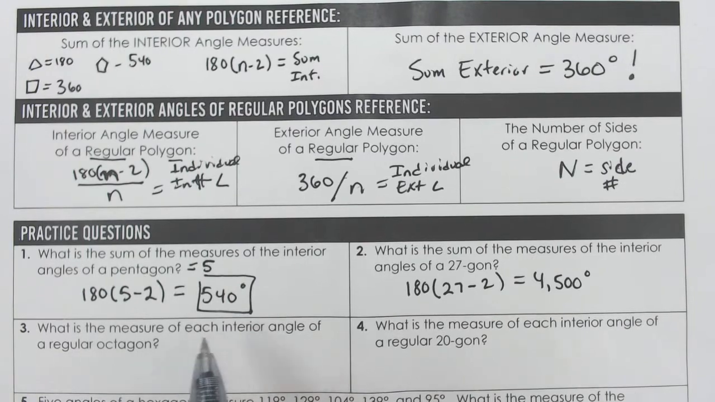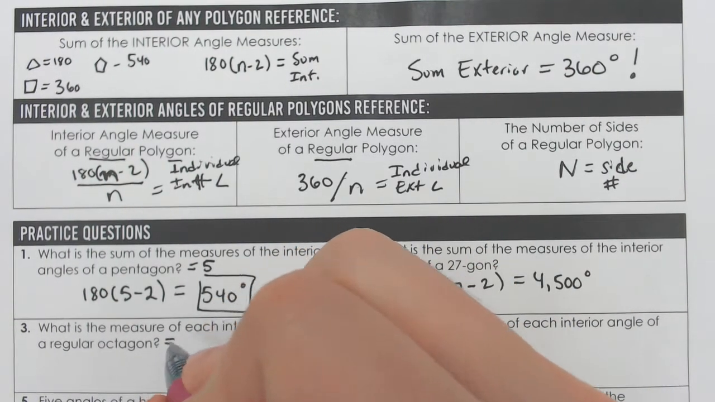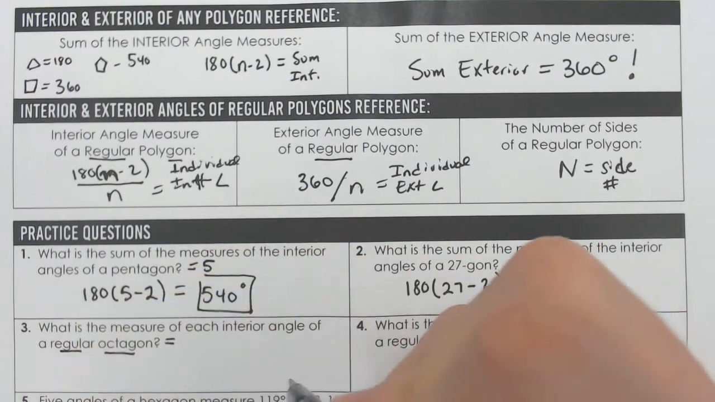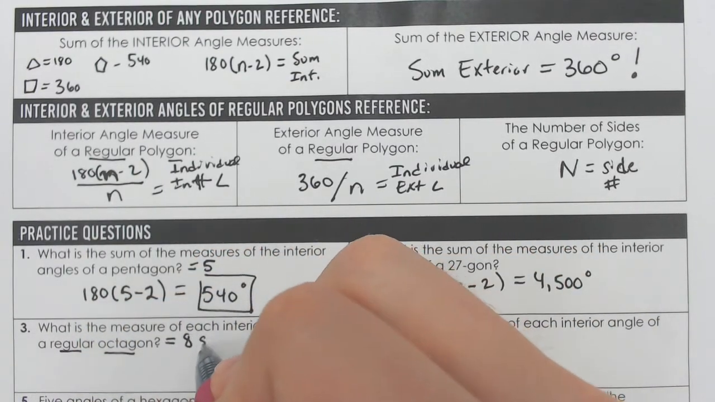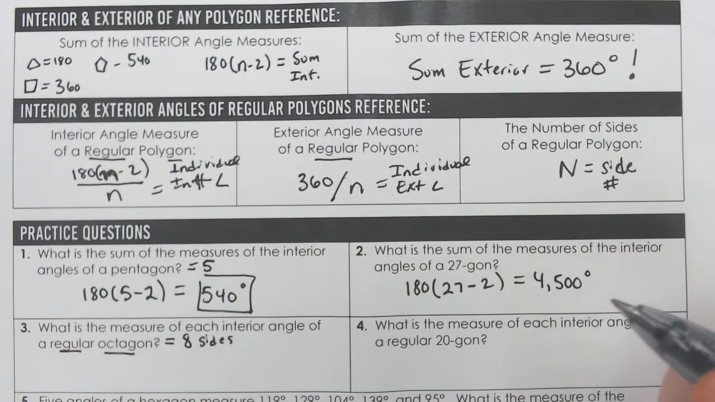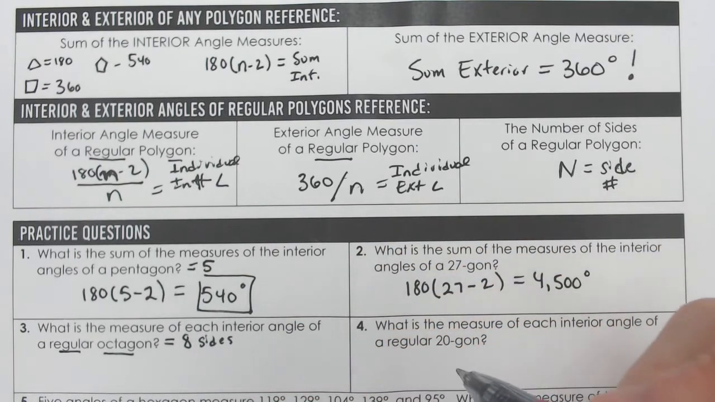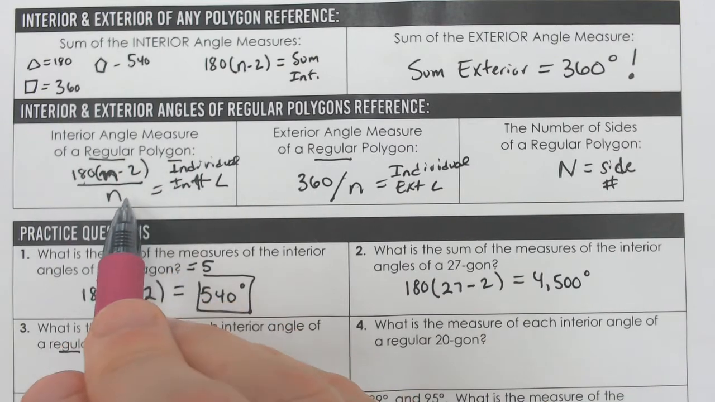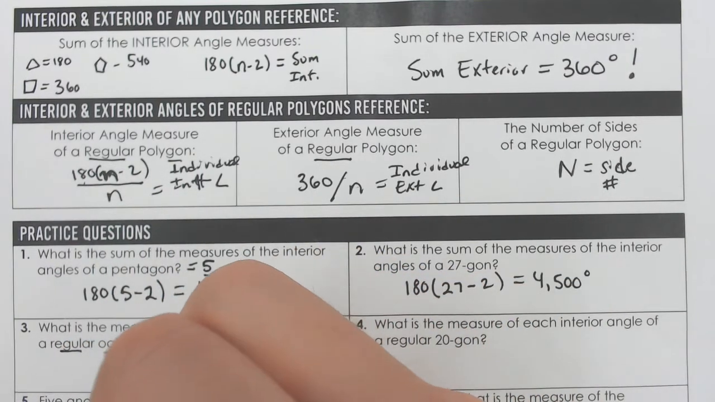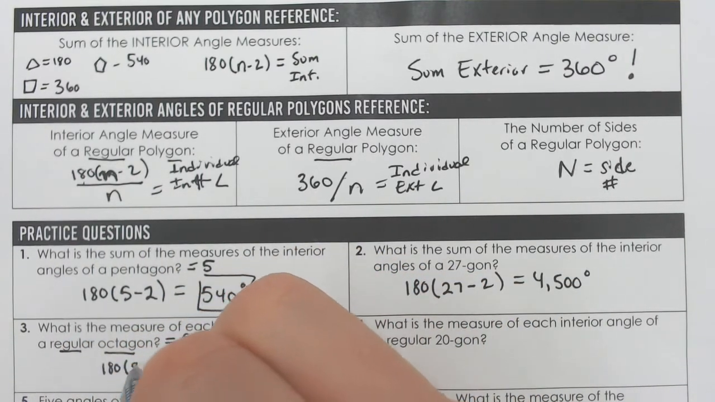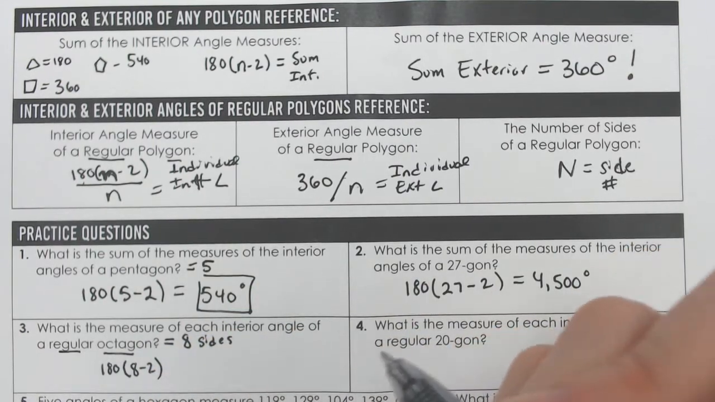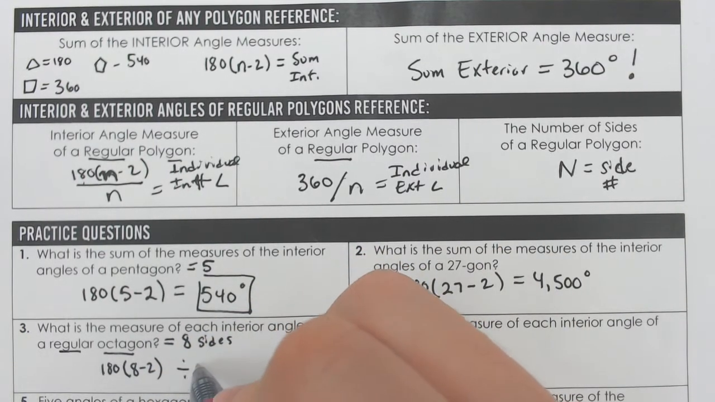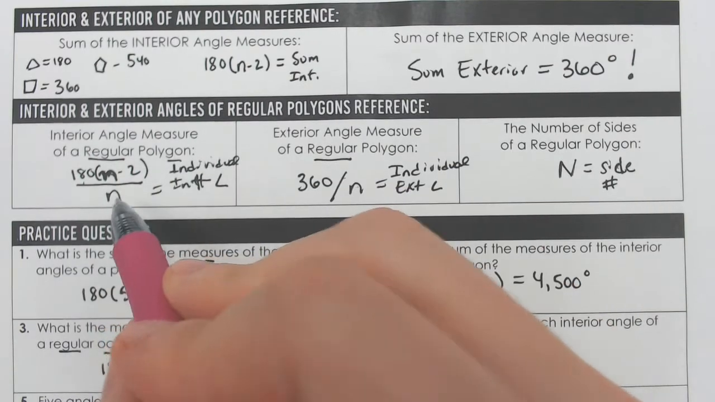What is the measure of each interior angle of a regular octagon? Well, a regular octagon means that all the sides are equal, and an octagon has 8 sides to begin with. So what is the measure of each individual interior angle? We use our 180 times (n minus 2) divided by n formula. So we have to do 180 times (8 minus 2). We're going to get an answer from that, and then we're going to divide that answer by the number of sides, which is 8.